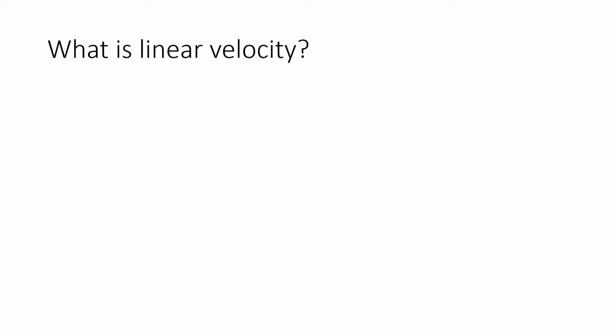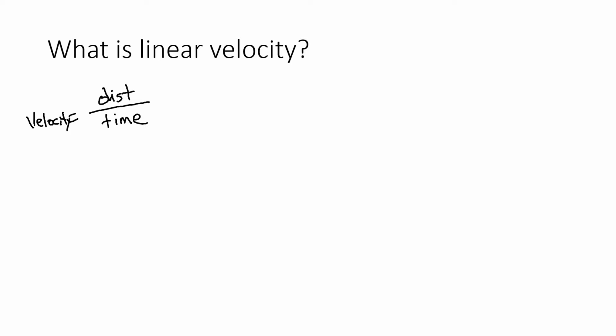First, let's talk about what exactly is linear velocity. Well, velocity or speed is how fast something's going. But how do we measure this? Well, we would take the distance and divide it by the time. And this should give us velocity or speed.